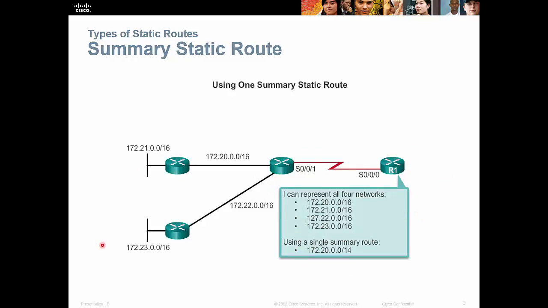Another example here of the summarized routes. So we have 172.20, 21, 22, 23. This would actually be a summarized route of 172.20.0.0/14. And I'll show you how to get that in a few more slides.